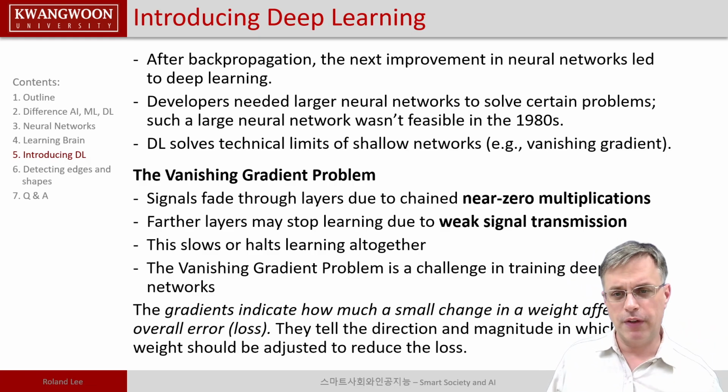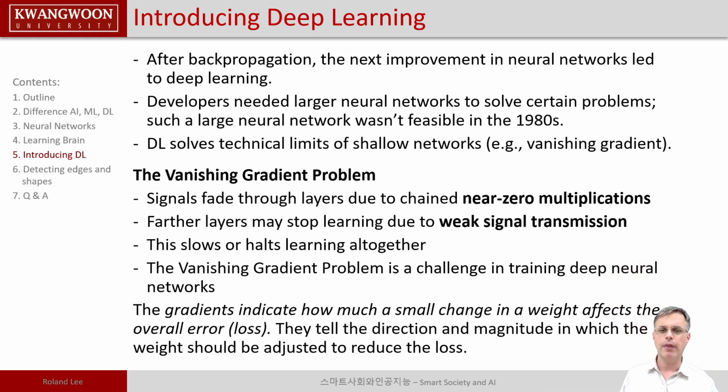Moreover, researchers started taking advantage of the computational development of CPUs and GPUs, so central processing units and graphics processing units as well. Now let's see a little bit more detail about the vanishing gradient problem.